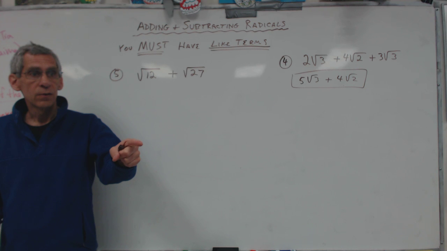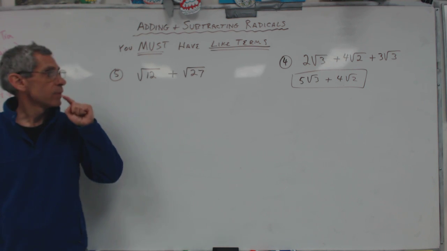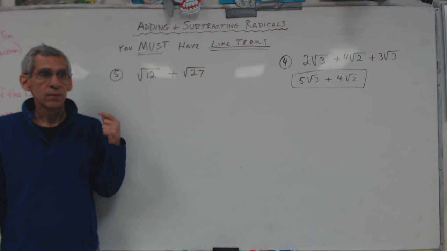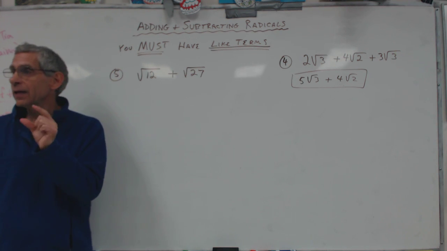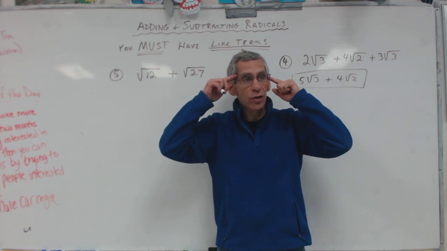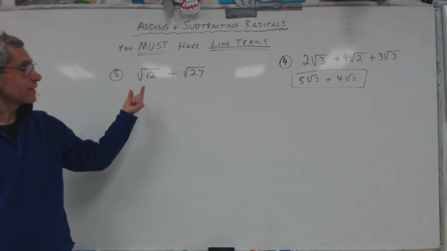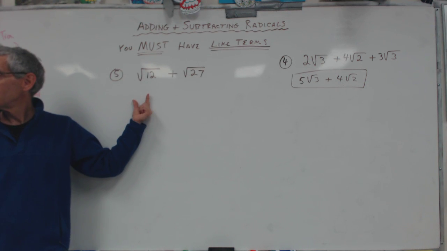Would you figure out what the actual square root is and then add those two things, or do you have to make the number under the radical sign equal? You have to make the number under the radical sign equal. Think of the homework you did last night. How could I simplify these two?